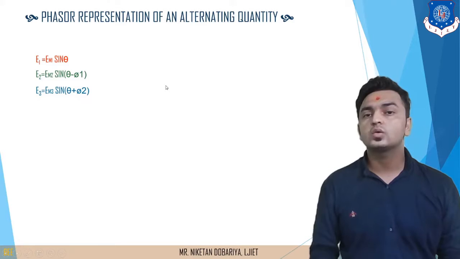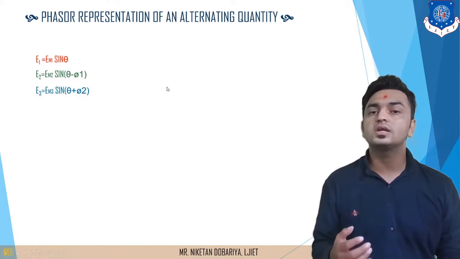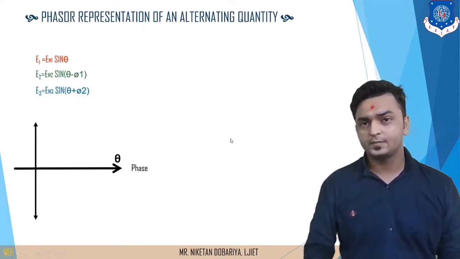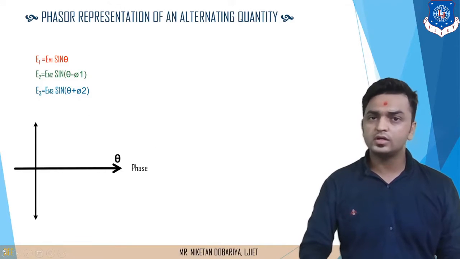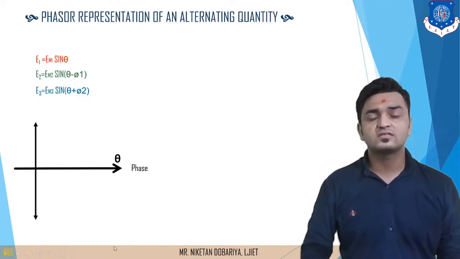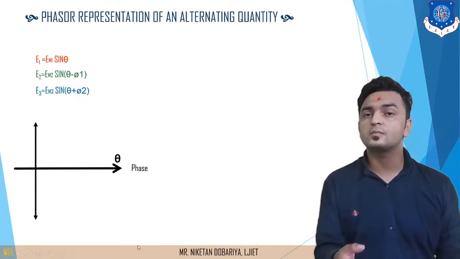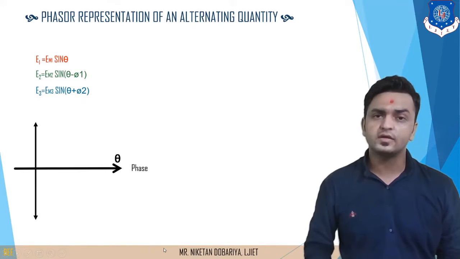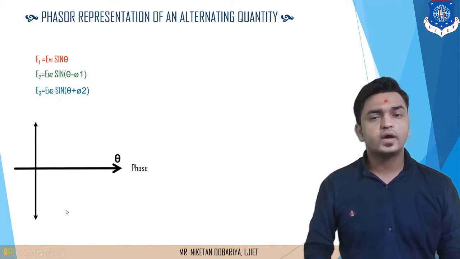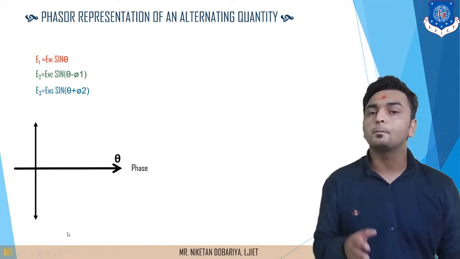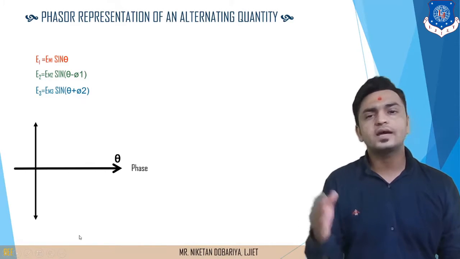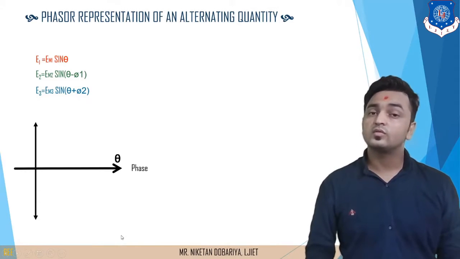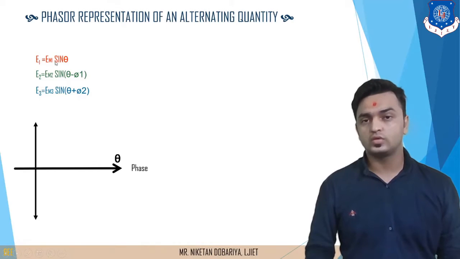First of all, if you want to plot its waveform, let's start with the first one, and for that we have to consider an XY plot over here. On the x-axis, we are going to consider its phase, means its angle in the form of theta or omega t. On the vertical y-axis, we are going to consider its magnitude, indirectly we can say its instantaneous values. So let's start with the first one.